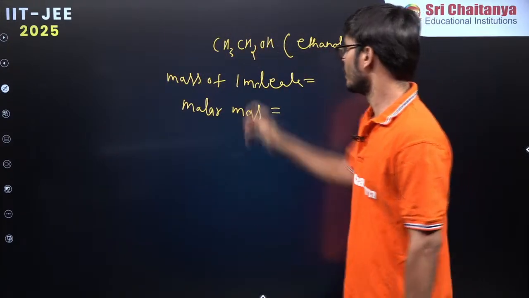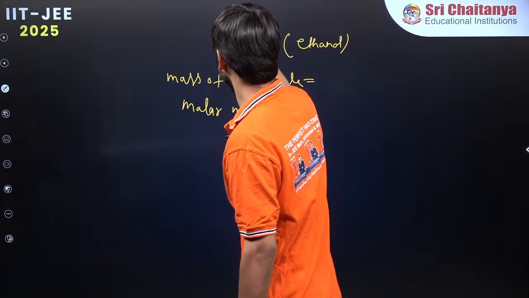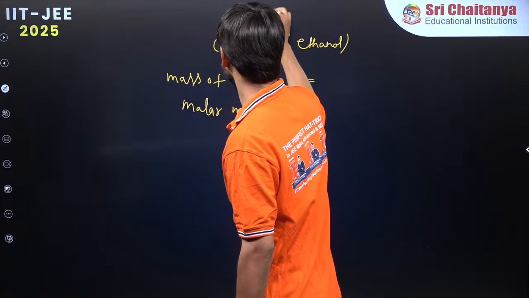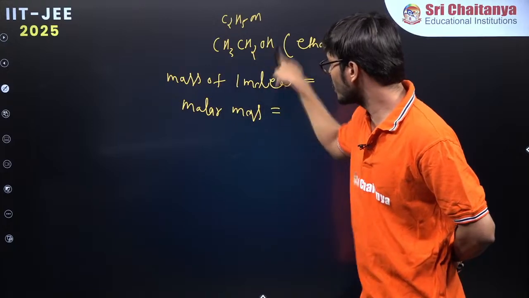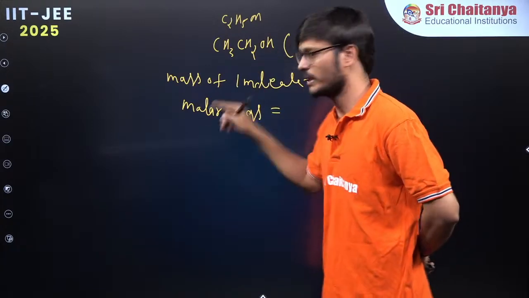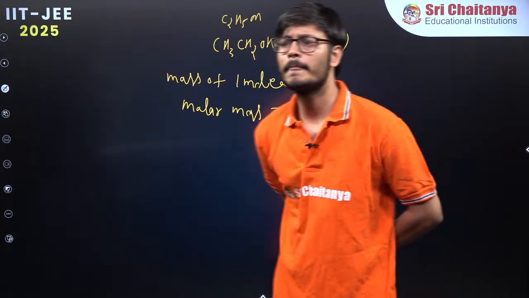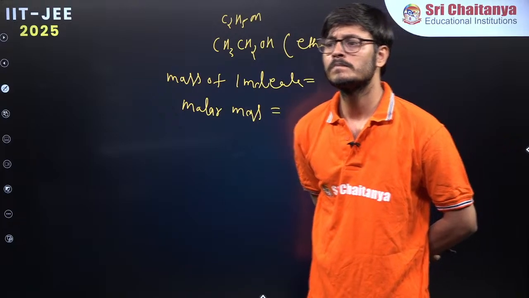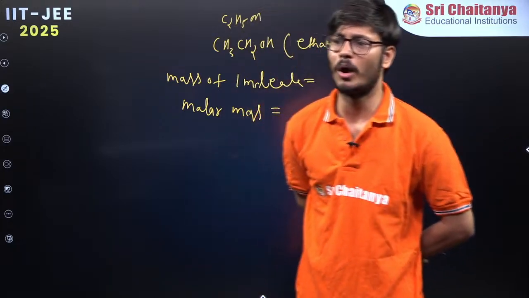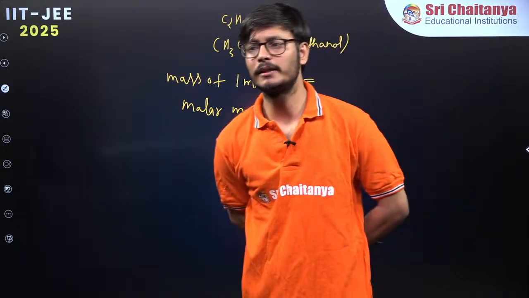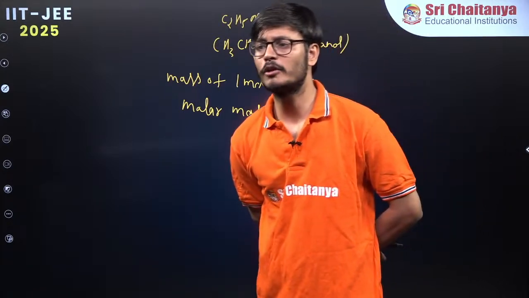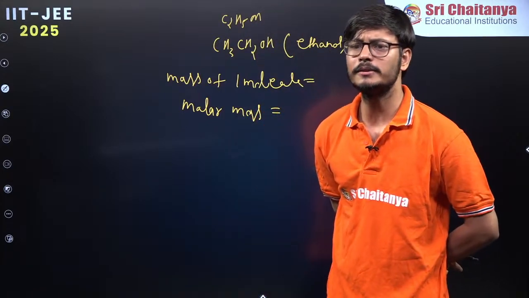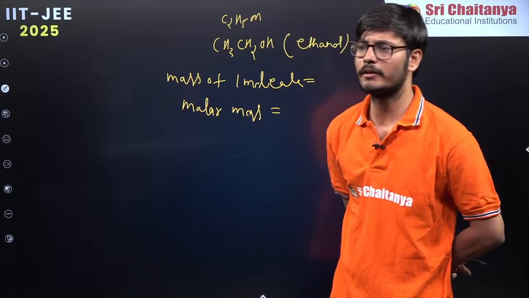CH3CH2OH, this is C2H5OH. Please find the mass of one molecule of ethanol and the molar mass of ethanol. Please find it, everyone. Molar mass and mass of one molecule. Please find the values. Give me the values, guys, please. Let us see how many of you can give the values.